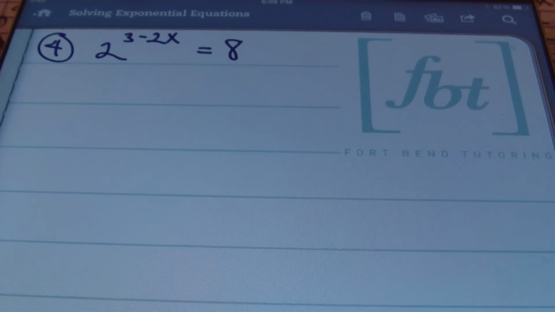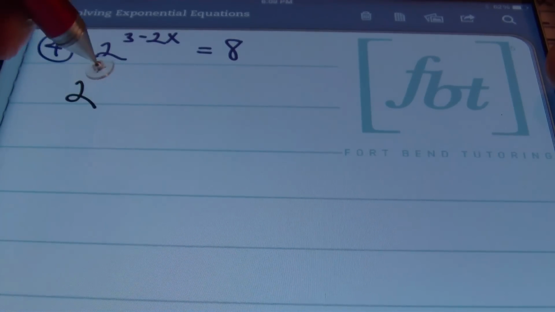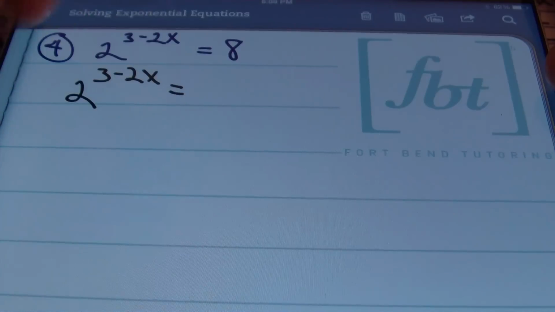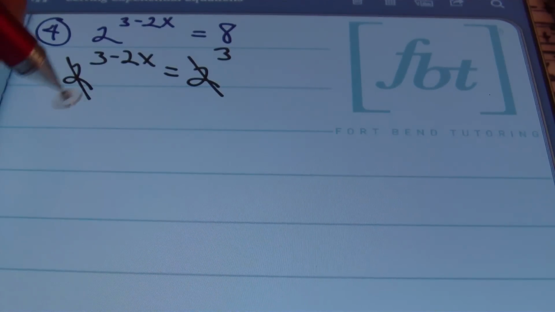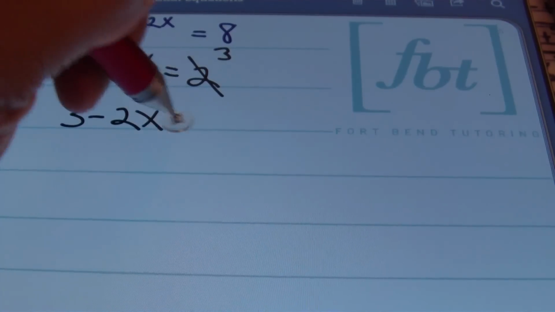So once again, I'm always looking at my bases and trying to find commonality. I'm trying to find the same base that could be used for every term inside of the equation. So what I recognize is that 2 and 8 definitely have a common base that I can use, and that number is 2. So I'm going to rewrite this as 2 to the 3 minus 2x, and this would equal 2 cubed, like so. Knowing that my bases are the same now, I can go ahead and kill these 2's here. All right, they're dead now. And I'll just bring down the 3 minus 2x equals 3.